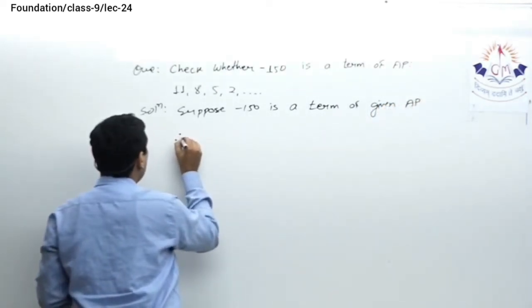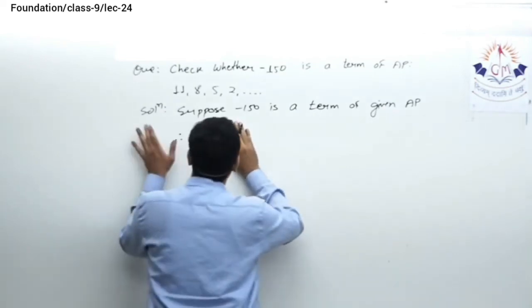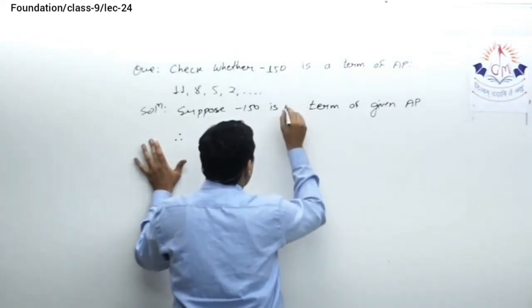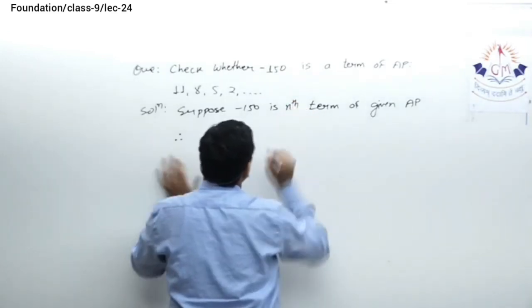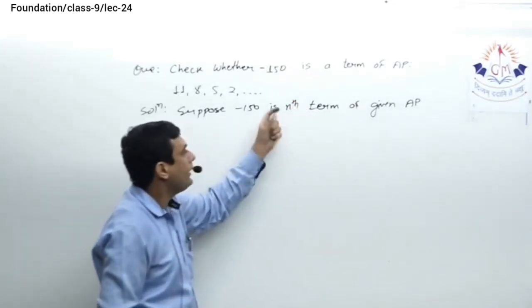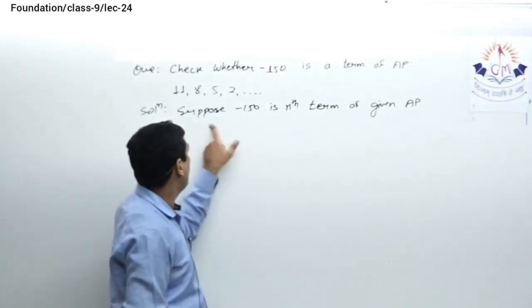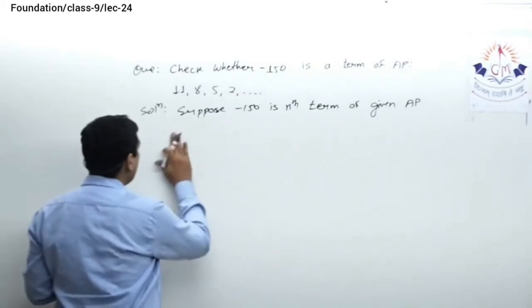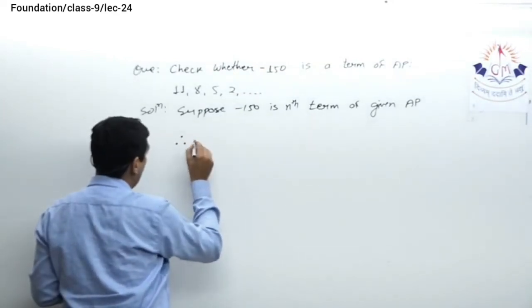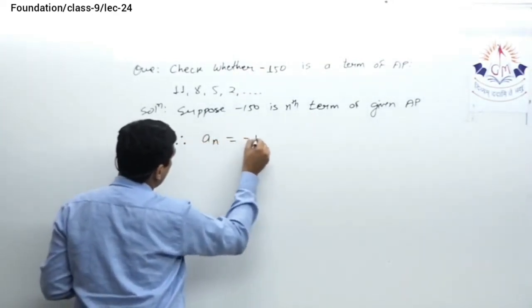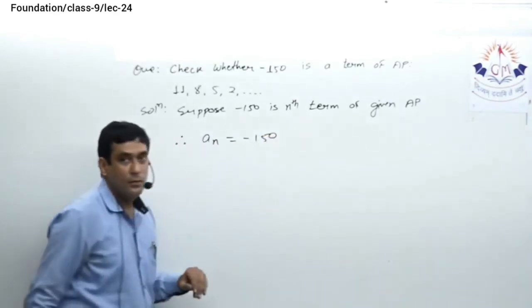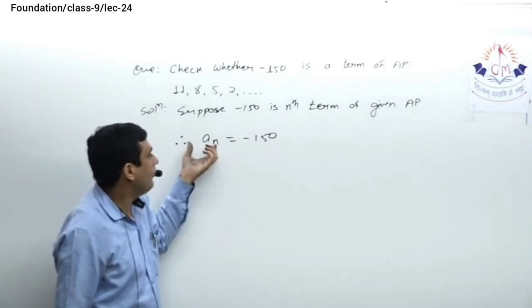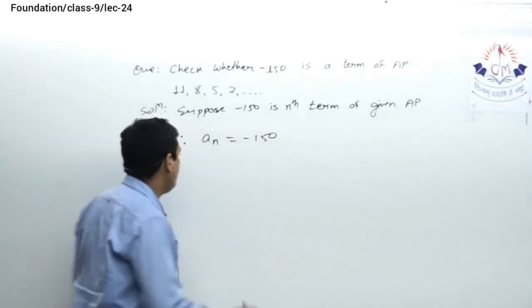Therefore, I'm assuming, suppose minus 150 is the nth term of the AP. As it is the nth term of the AP, it means I can say an is equal to minus 150. It is the nth term, so that means the value of that term is minus 150.